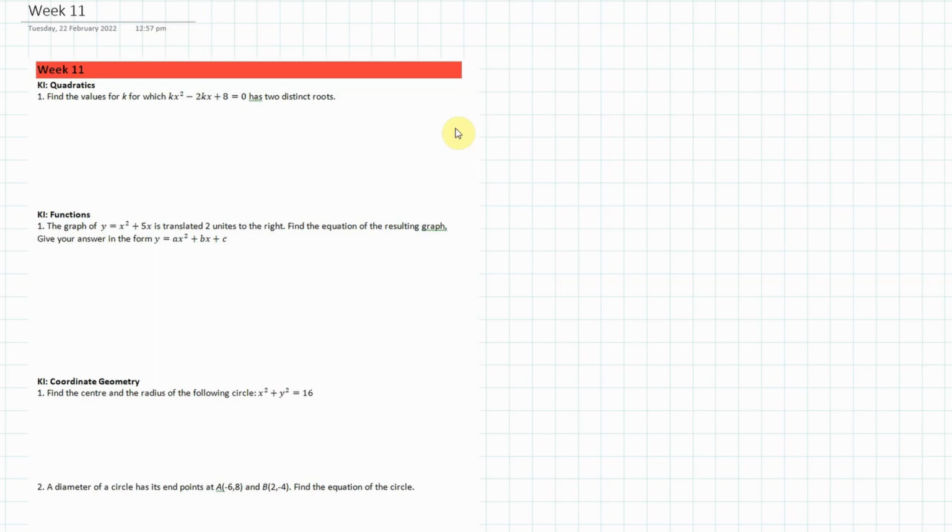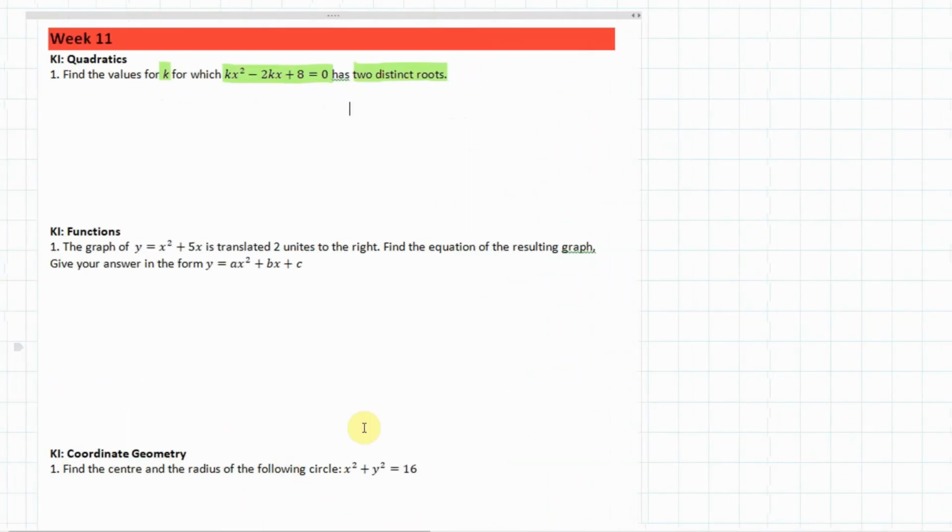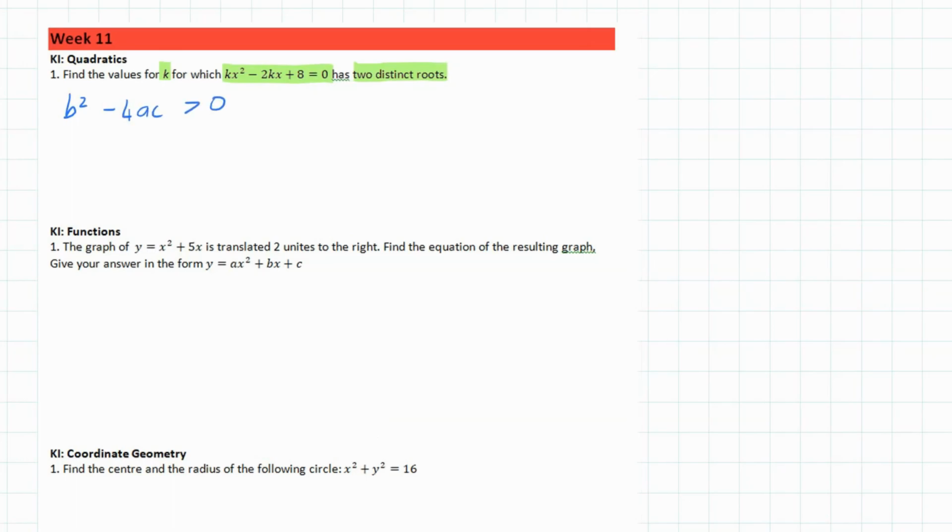The first question of the week, as usual, is a quadratics question, and we are finding the values of k for which kx squared minus 2kx plus 8 equals 0 has two distinct roots. Okay, now if it's got two distinct roots, then we know that the discriminant, or b squared minus 4ac, has to be greater than 0. So what we are going to do is work that out now.